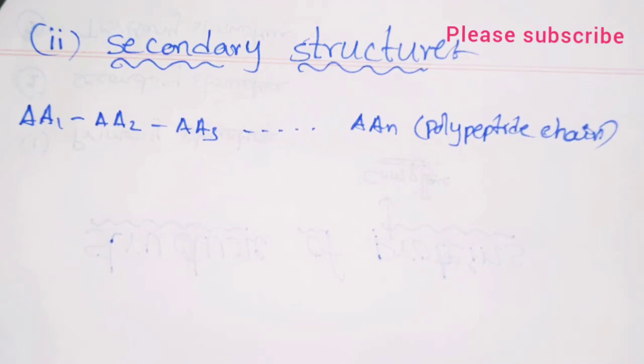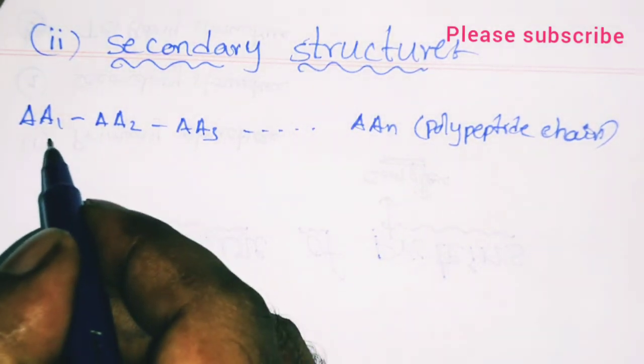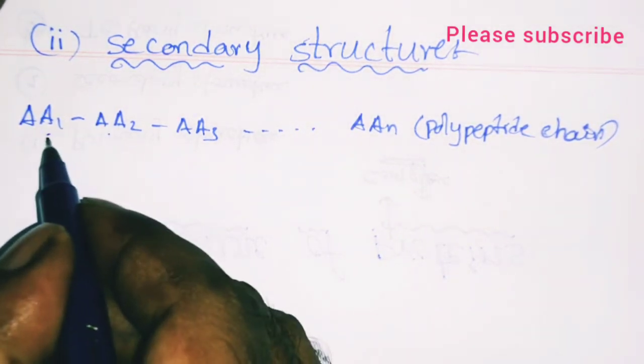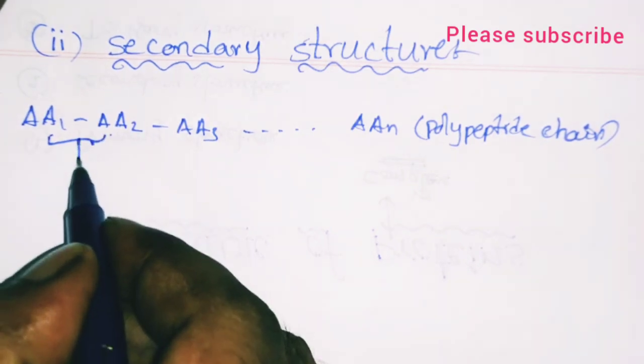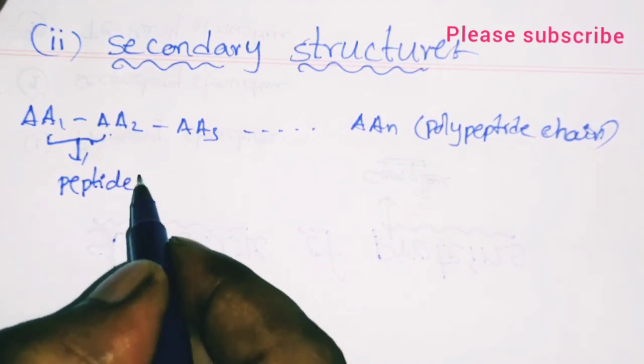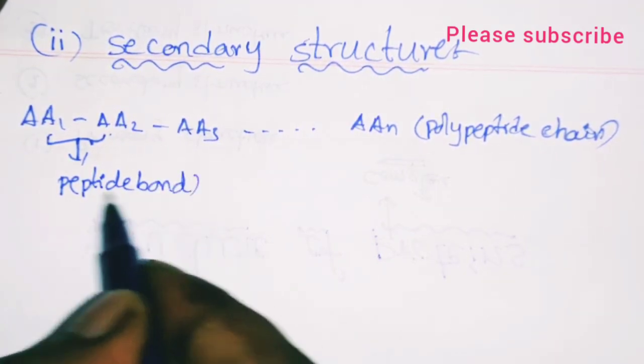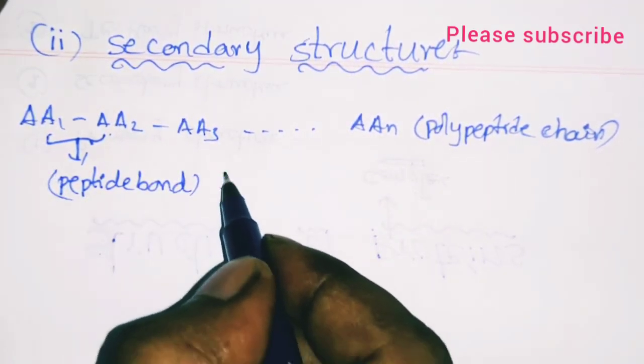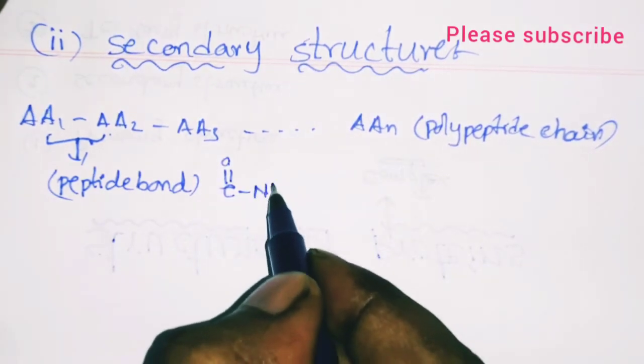So, as I said before, between the two amino acids, one bond is there. What is that bond's name? Peptide bond. That bond is called a peptide bond. Do you know the formula of the peptide bond? CONH. Do you remember this one?